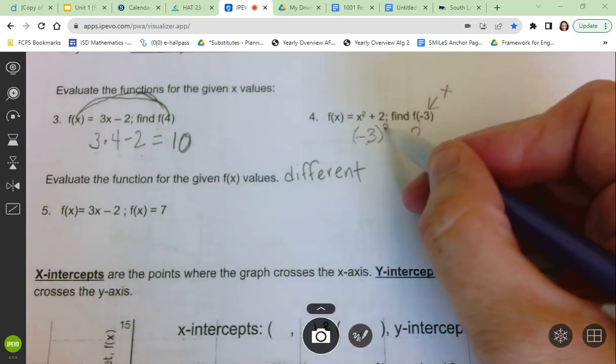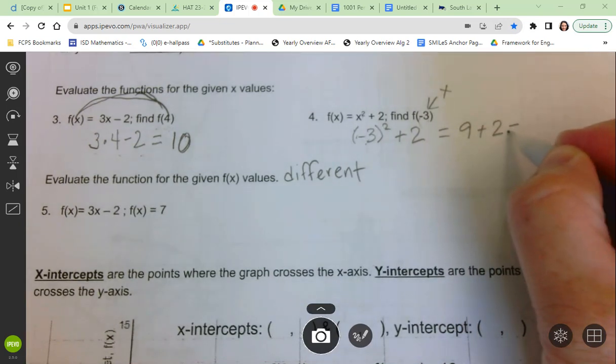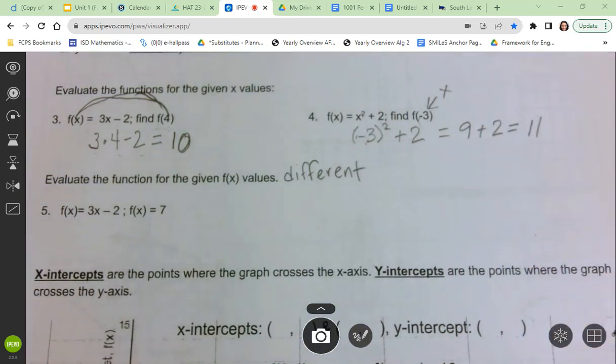So negative 3 squared is going to give me 9. And then plus 2 is going to give me 11. All right, what questions do you have before we talk about number 5? Now in number 5, it's different.